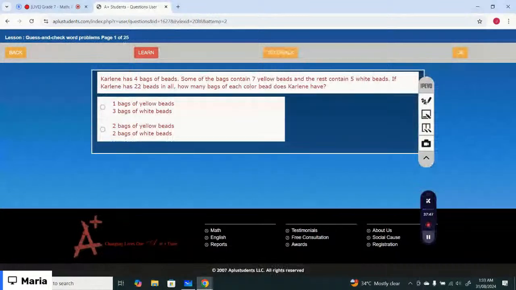Galen has 4 bags of beads. Some of the bags contain 7 yellow beads and the rest contain 5 white beads. If Galen has 24 beads in all, how many bags of each color bead does Galen have, right?